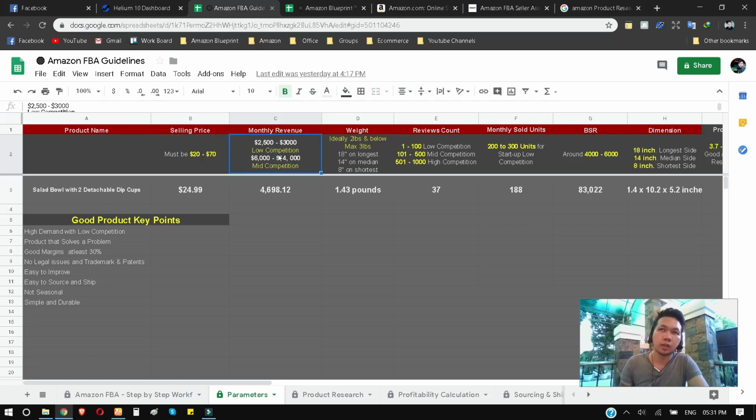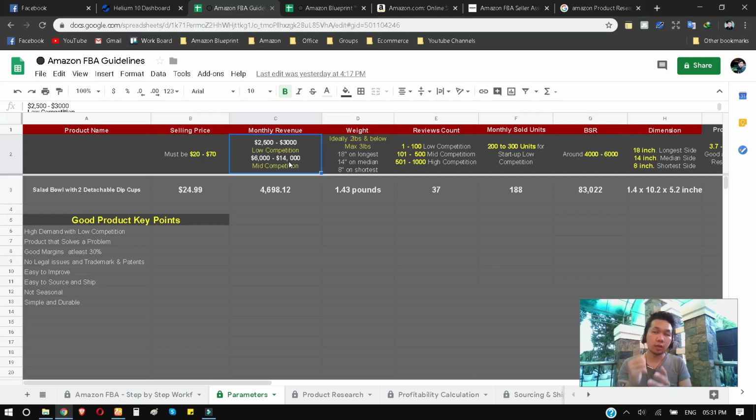Now the monthly revenue, it actually depends sa category, but let's assume sa low competition, the item should sell 2,500 to 3,000, or sa mid-level competition 6,000 to 14,000, and that is on average sales revenue per month. Alright? But this revenue is not the only parameter. Yung monthly revenue na hinahanap ng isang kliyente, that is flexible, depende sa budget nila.